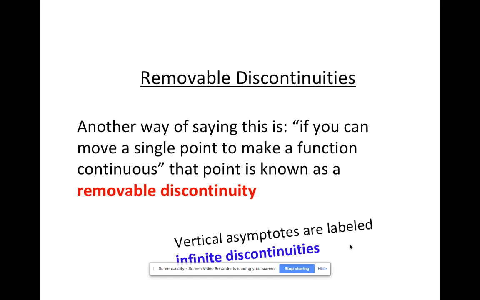Vertical asymptotes are often labeled infinite discontinuities. And the other word that I'm coming across recently too is that when there is a jump, like the one you had with the absolute value of x divided by x, there was a jump in the function. We call it a jump discontinuity.